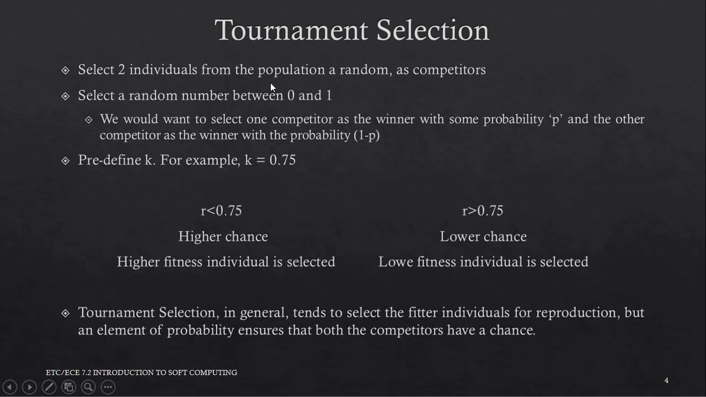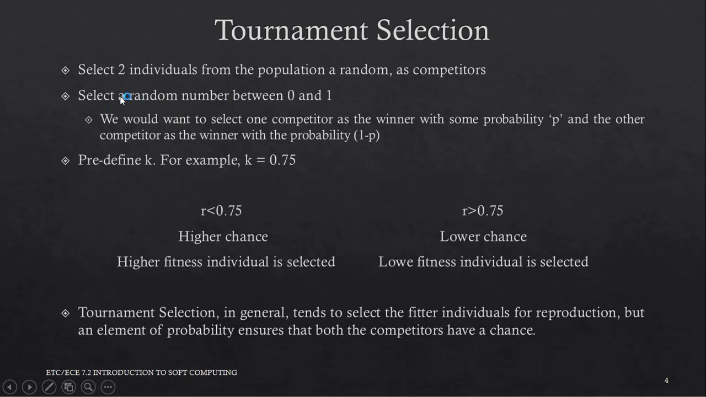By now, we very well know that absolute fitness should not be the criteria. Then, of course, we will use the fitness of the individuals, but not so directly. There should be some randomness to it. That is where the random number R comes into the picture. We would want to select one competitor as the winner with some probability P and the other competitor as the winner with the probability 1 minus P. Correct? So the total probability of a winner getting selected is 1.